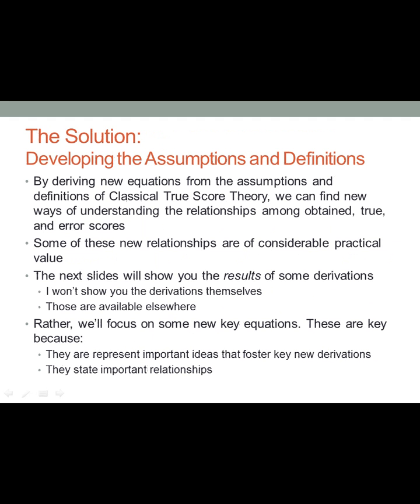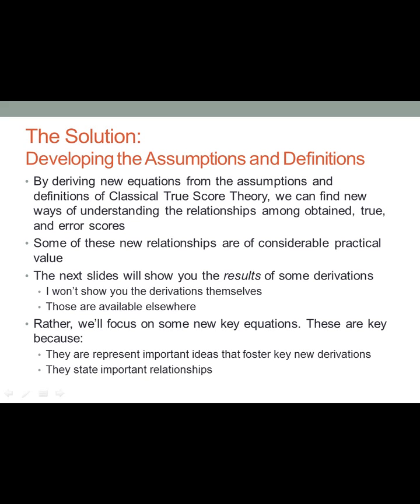By deriving new equations from the assumptions and the definitions of classical test theory or true score theory, we can obtain new ways of understanding the relationships among obtained, true, and error scores. And some of these new relationships are of considerable practical value. So in the next slides, I'll show you the results of some derivations. I won't show you the derivations themselves, although I will comment on a derivation or two here and there. Those are available elsewhere. They're available in any number of textbooks. Rather, I'm going to focus on the ideas behind these, because they represent important ideas that help us understand how classical test theory looks at tests.